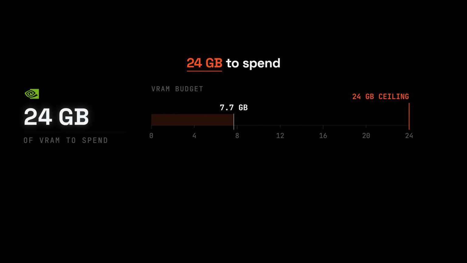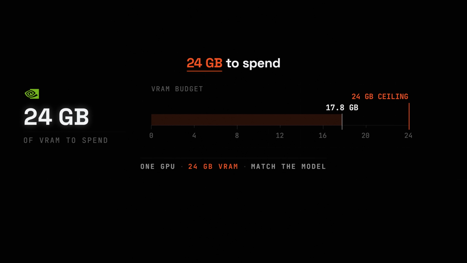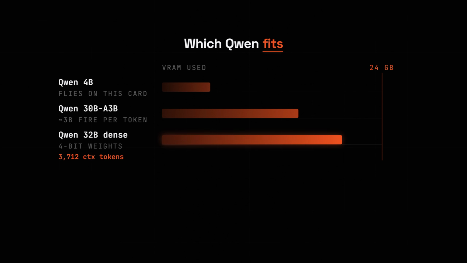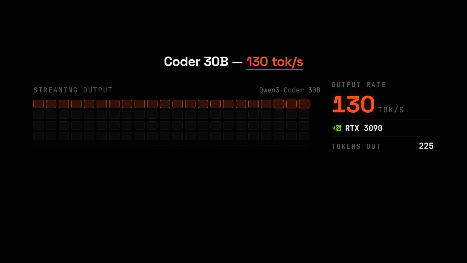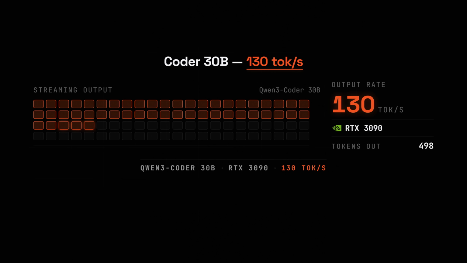On 24 gigs, a Qwen 4B flies, a 30B mixture of experts stays fast because only about 3 billion parameters fire per token, and a dense 32B fits in 4-bit if you keep the context sane. For local coding agents, Qwen3-Coder 30B runs near 130 tokens a second on a 3090, plenty for real work.